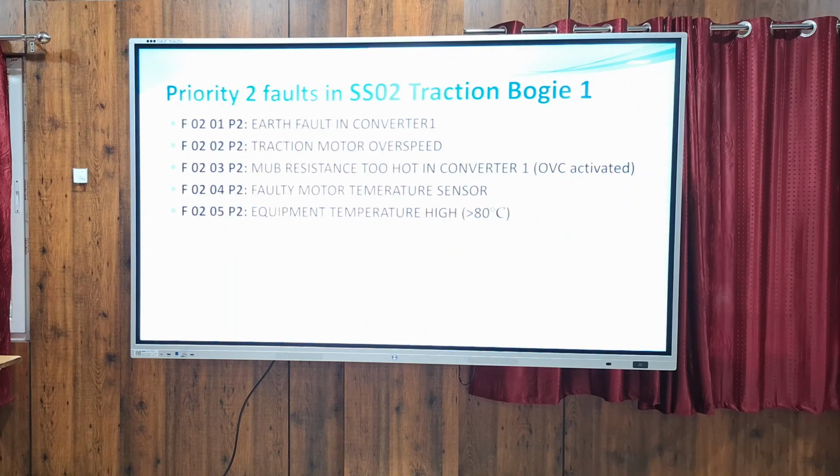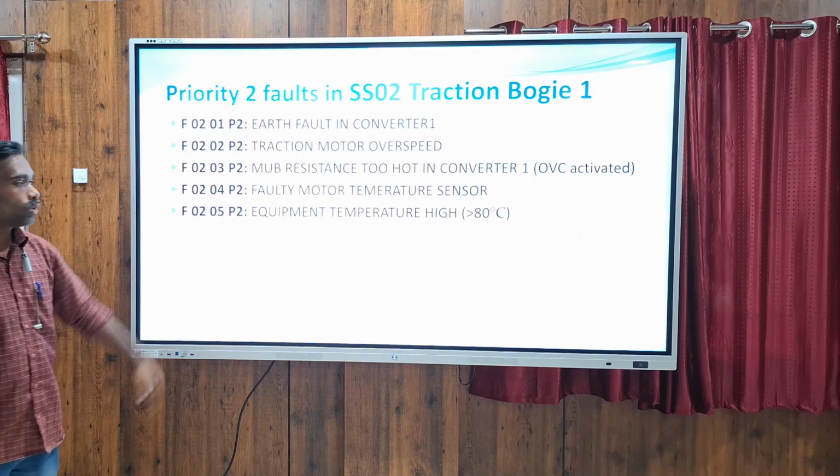Then priority 2 fault in SR. Earth fault in converter. Each subsystem has an earth fault sensor, so inside SR also one earth fault sensor is there. If any component or circuit inside SR is earthed anywhere, SR will detect that through the sensor and give feedback to VCU. Then it will give the fault.